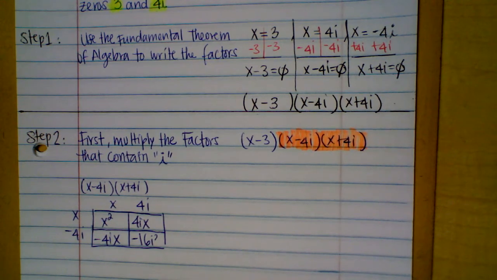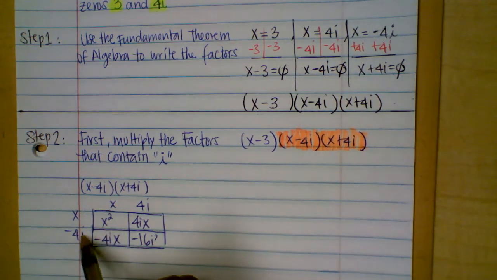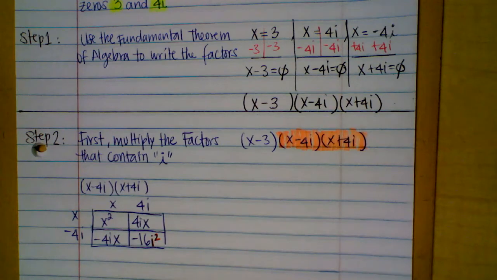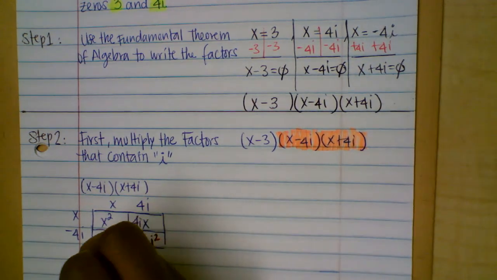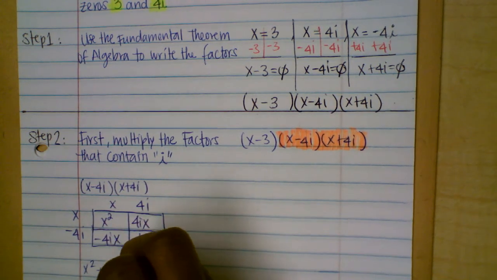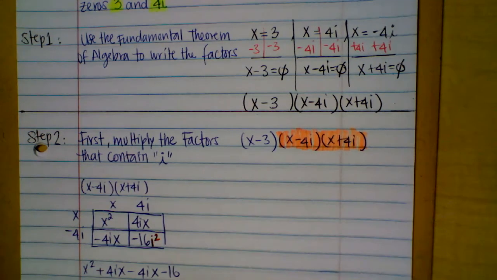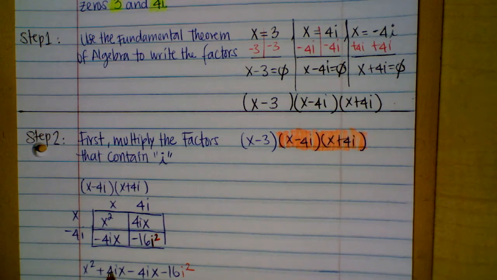The same as x times x is x squared, i times i is also i squared. You have to square the imaginary unit i here. Okay, so let me write here: x squared plus 4ix minus 4ix minus 16i squared. I hope you can tell that the two middle terms are opposite of each other, so they cancel out to zero.